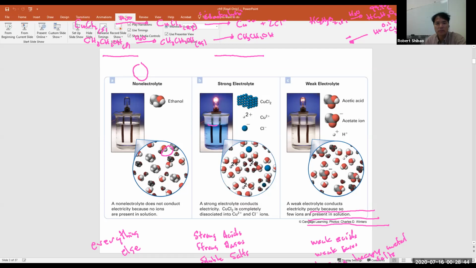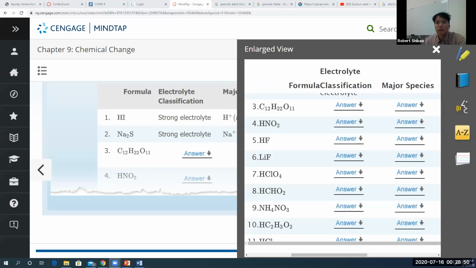Can you guys see what I'm looking at right now? I don't know if you guys saw that, but this is what I'm looking at. And so what are the 7 common strong acids?